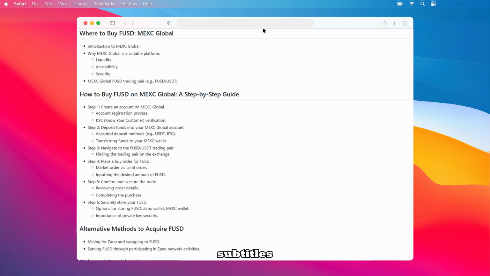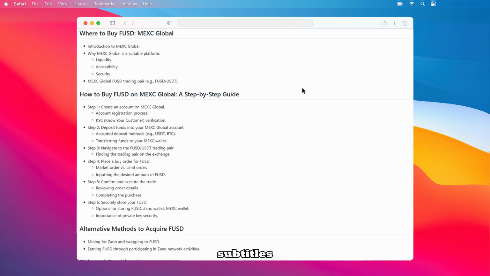First, you'll need to create an account on MEXC Global. This involves going through their account registration process and completing KYC, or Know Your Customer, verification. Once your account is set up, you'll need to deposit funds. Accepted deposit methods typically include USDT and BTC. You'll transfer these funds to your MEXC wallet.